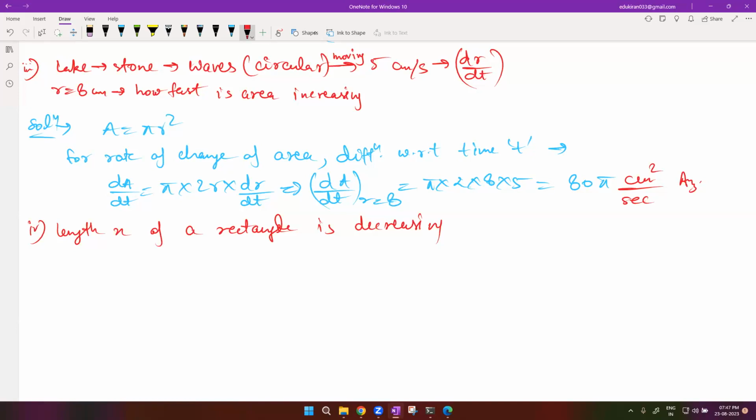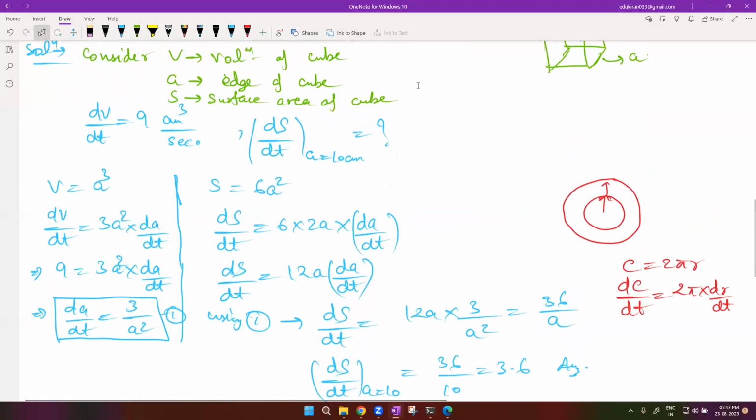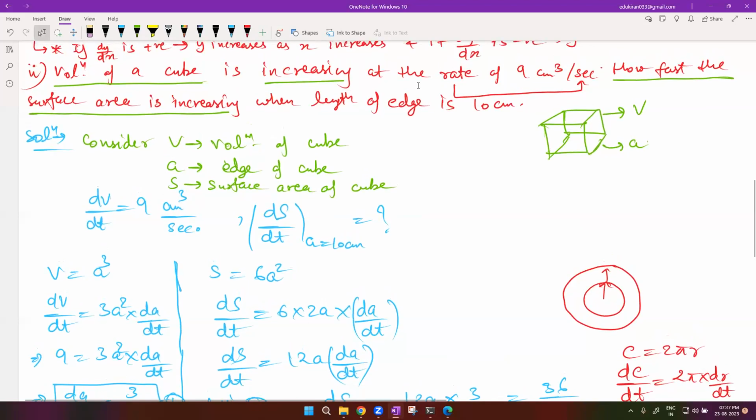Okay, and in the fourth question, the length x of a rectangle is decreasing. Whenever the word decreasing is used, you basically have to consider a negative sign for whatever is given to us. For example, in the second question, the volume of a cube is increasing, so we took dV by dt as plus 9 centimeter cube per second. If the volume of a cube was decreasing at the rate of 9 centimeter cube per second, then dV by dt would have been written as minus 9 centimeter cube per second.